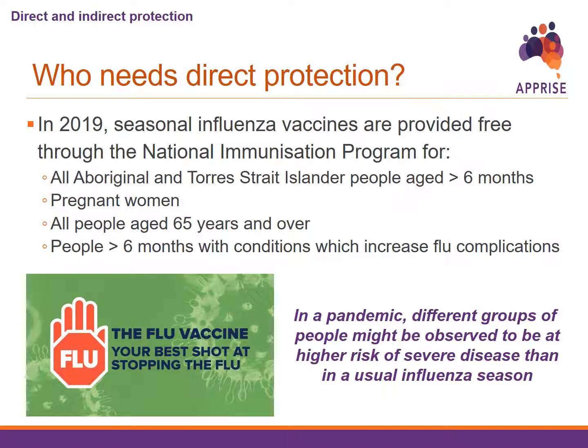However, we need to be mindful that in a pandemic, different groups of people might be observed to be at higher risk of severe disease than in a usual influenza season. And so studies will be put in place at the beginning of a pandemic to identify people who are at more risk of severe outcomes so that targeted measures can be put in place to help to protect those people.